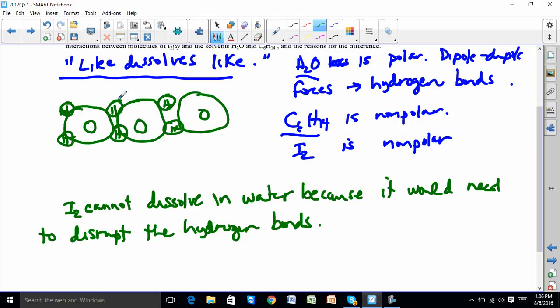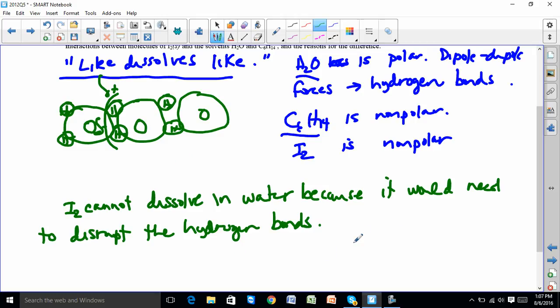And here comes I2. Well, this is a partially negative charge, and this side is a partially positive charge. These are highly attracted to each other. It's not attracted to I2 because I2 doesn't have a charge. And so it's not going to break apart and let the I2 in here, because that's basically all dissolving is.